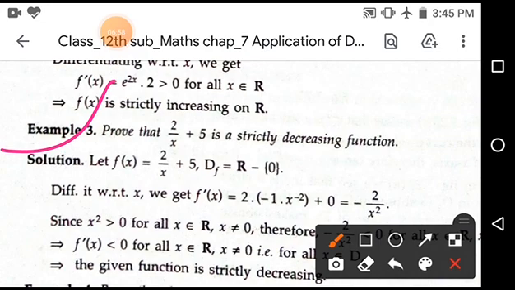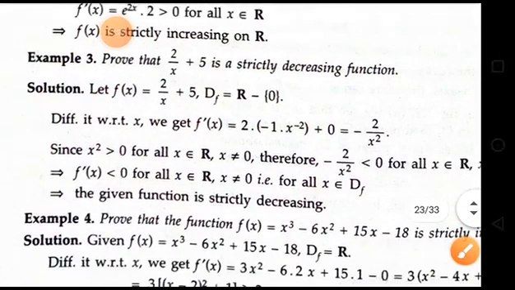So take f(x) = 2 upon x plus 5. Here the domain should be real numbers minus 0, because on putting x equal to 0 the function is not defined. That means here the domain will be real numbers minus 0. Clear? Now differentiate it with respect to x, we get minus 2 upon x square. So here we see that on putting any value of x we always get a negative value. That means the function is decreasing here. Clear? Okay student.